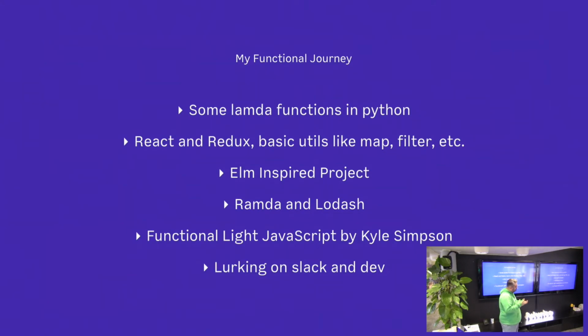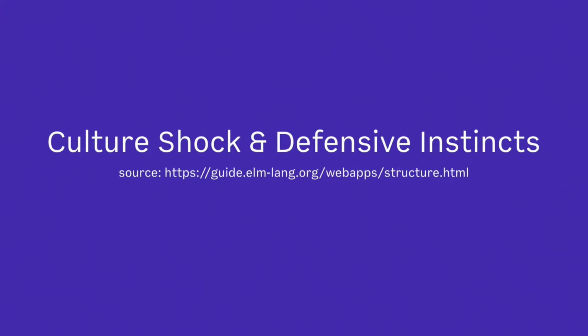It's about Elm and how I'm looking at that, the architecture, and the functional type safety, and how I'm trying to implement that in React. The first part of this is going to be a bit more philosophical and maybe a little more interactive. This is a great part in the Elm documentation, which has some really great stuff. It can be very philosophic, very opinionated, but this one's called Culture Shock and Defensive Instincts.